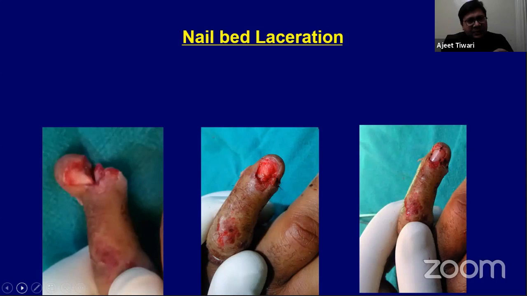The other thing is that once the patient has compromised vascularity over the pulp, we should not use 1-0 sutures or 2-0 sutures or 2-0 Ethilon. Low caliber sutures and loose sutures are very useful, especially for kids. And it's important to put the nail plate back so that the new nail will come easily.